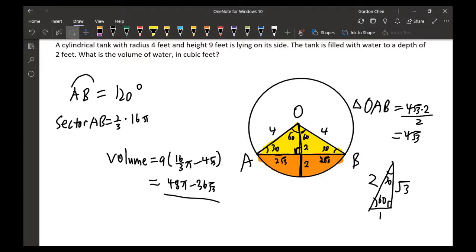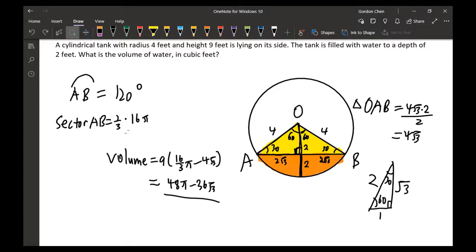So we want to find the volume of the water, and the volume of the water is the sector of this part, and then we minus the triangle. So we find the sector first. So this is a 30, 60, 90 right triangle. So this part is 60 and this part is 60. So in total it's 120, which is 1/3 of the circle. And the circle has area of 16 pi. And 1/3 of that is 16 over 3 pi.